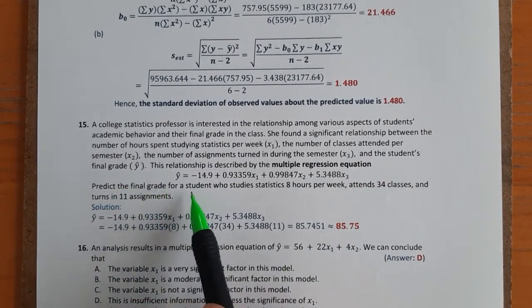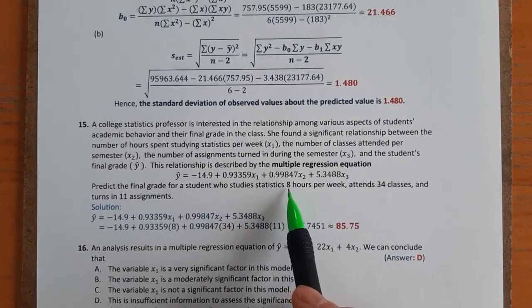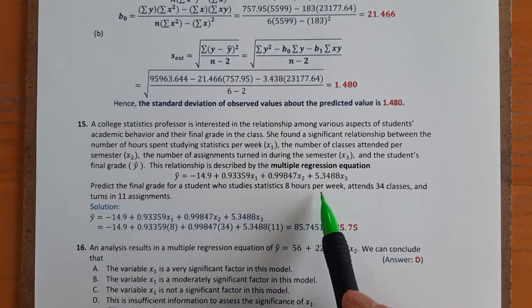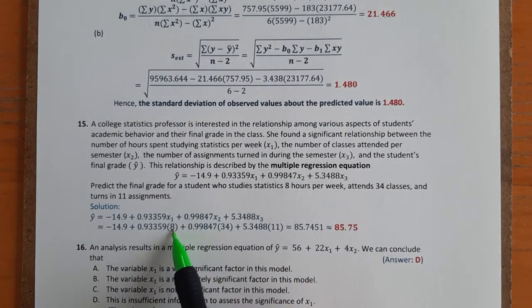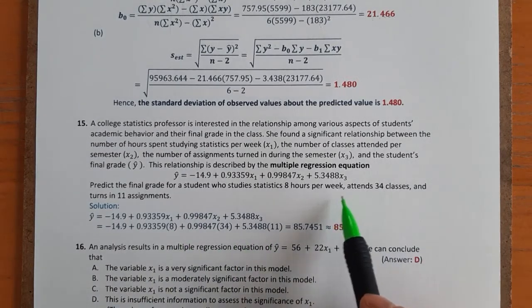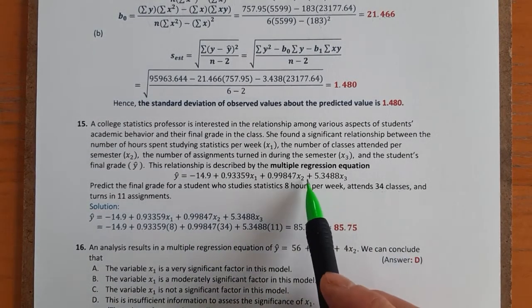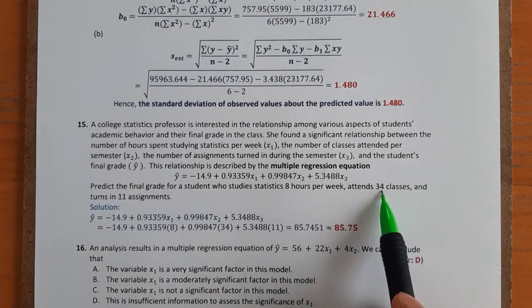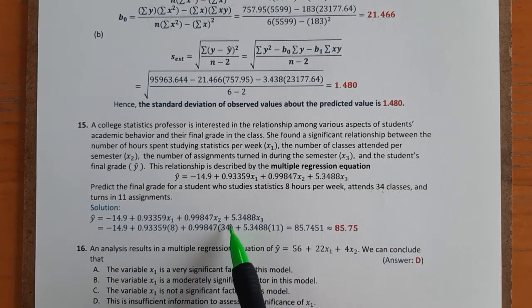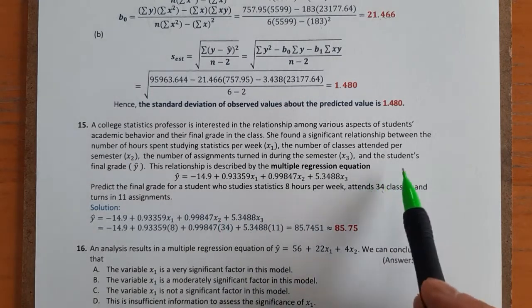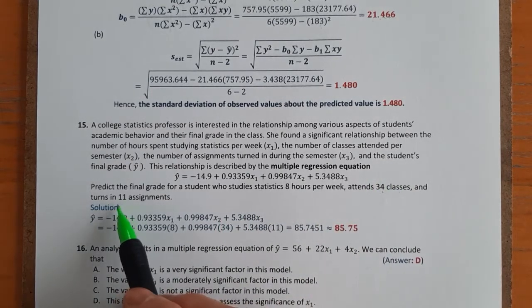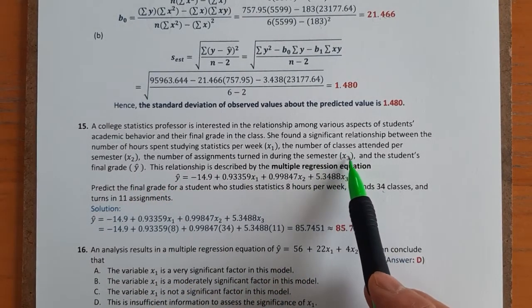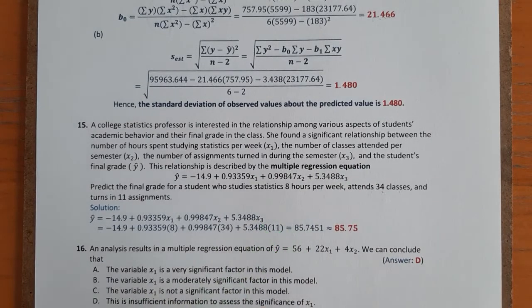Predict the final grade for a student who studies statistics 8 hours per week, which is x1, how many hours study. So x1, use 8, plug in. Attend 34 classes. x2 is how many classes attended. So 34 plug into x2. Then turn in 11 assignments. So 11 is x3. x3 is how many assignments turned in. So 11 put into x3.